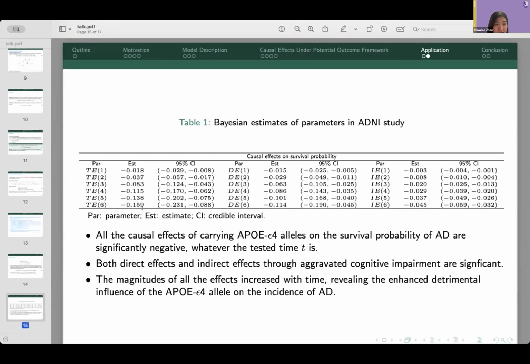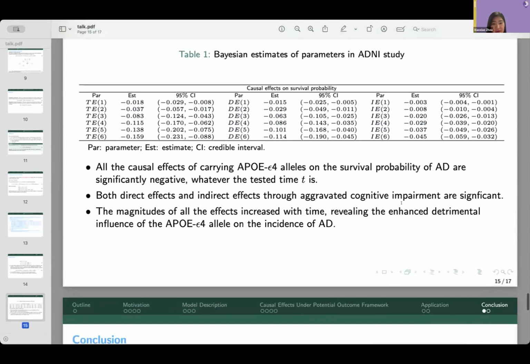Besides, we can see the magnitude of the effects increases over time. Here, no matter the total effect, direct effect, or indirect effect, it reveals the enhanced detrimental influence of APOE ε4 on the incidence of AD.